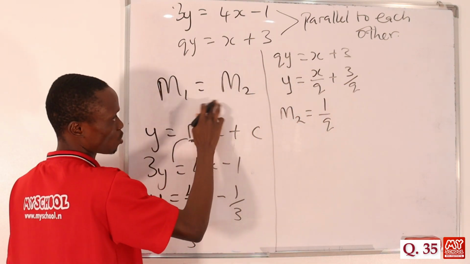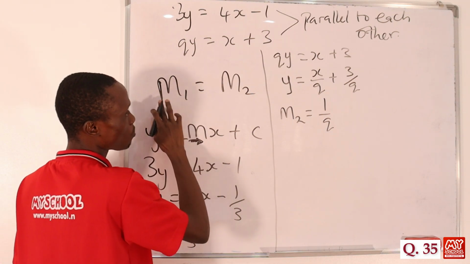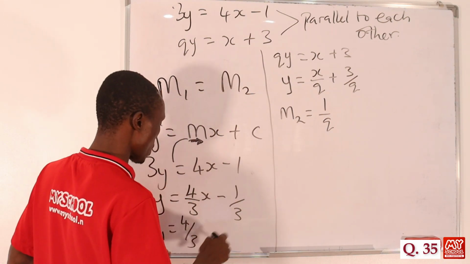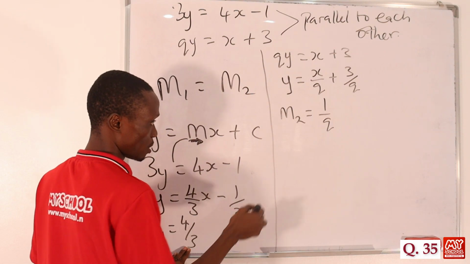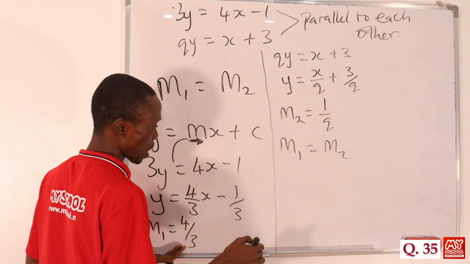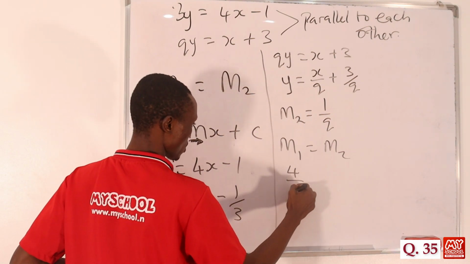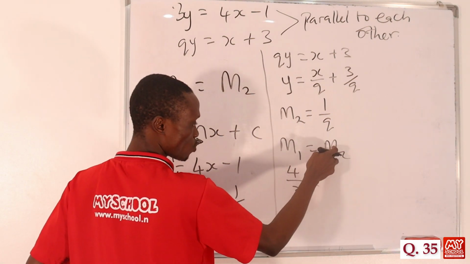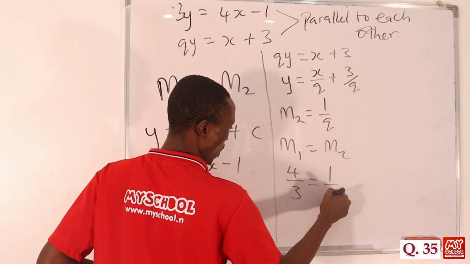But remember the condition for parallelism: m1 equals m2. Here our m1 is 4 over 3. Let me just rewrite it again: m1 equals m2. Our m1 is equal to 4 over 3, and this should be equal to our m2, which is 1 over q.